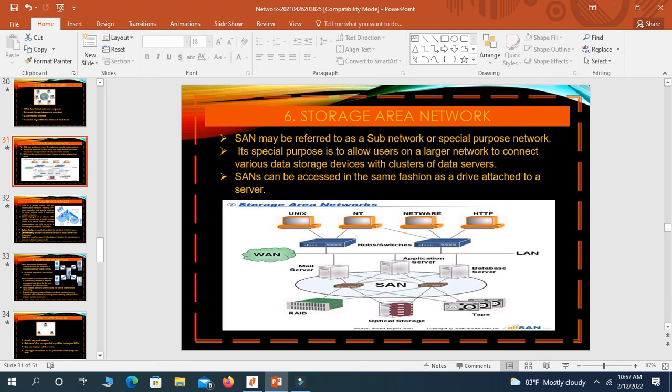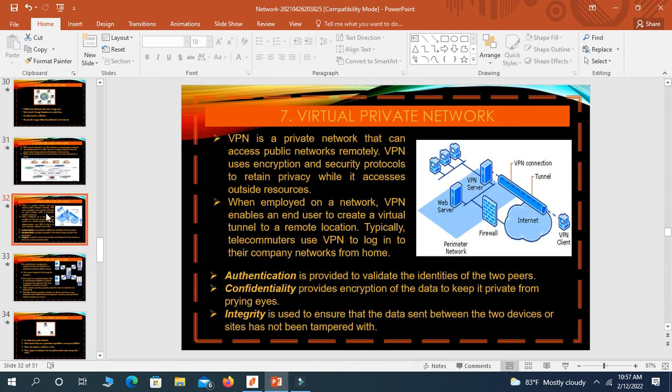So SAN can be accessed in the same fashion as a drive attached to the server. So a storage area network can be accessed in the same fashion as a drive attached to the server.